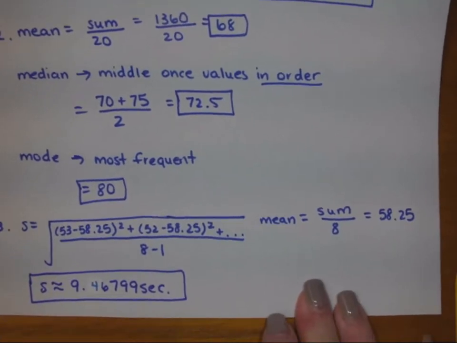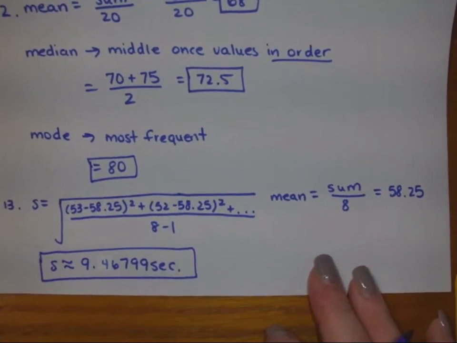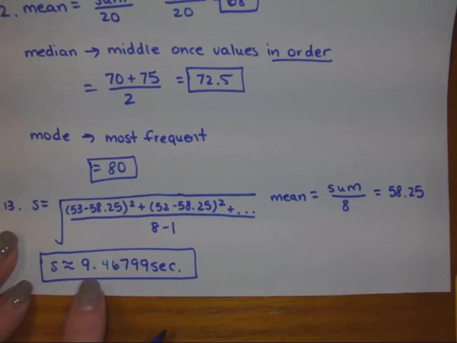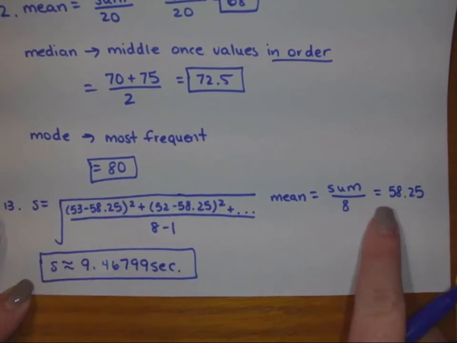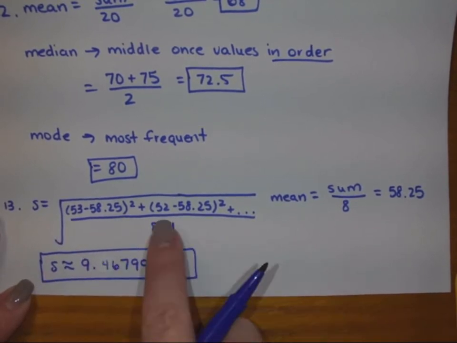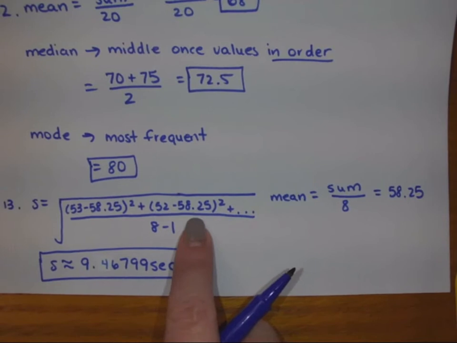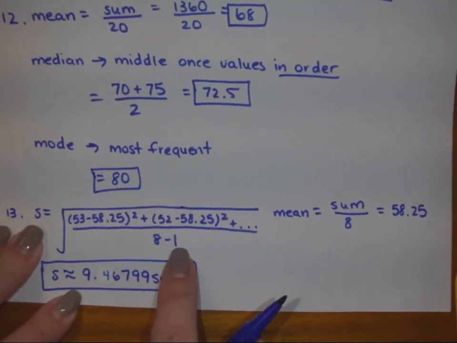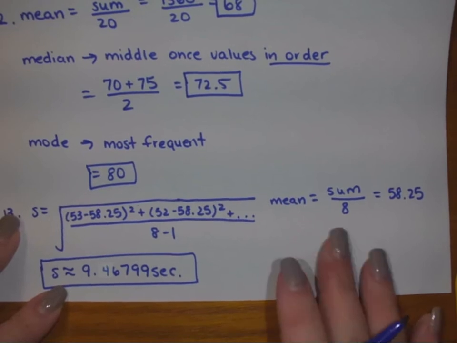Okay, so on the test, I probably won't give you one with 8 values. I'll probably give you one with a smaller number of values, but you definitely need to know this process. So it's always find the mean first, okay, and then it's value minus mean, parentheses squared, plus the next value minus the mean, parentheses squared, plus so on and so forth, divided by the number of values minus 1, and then take the square root of the whole thing.